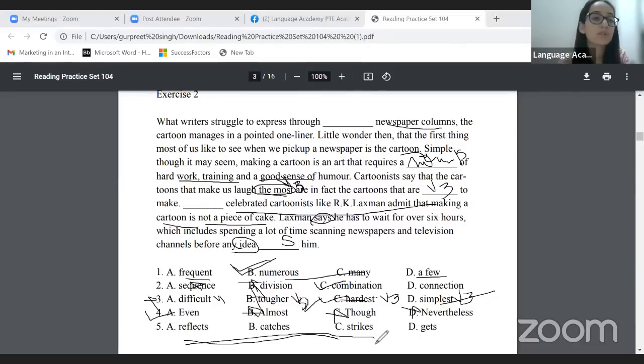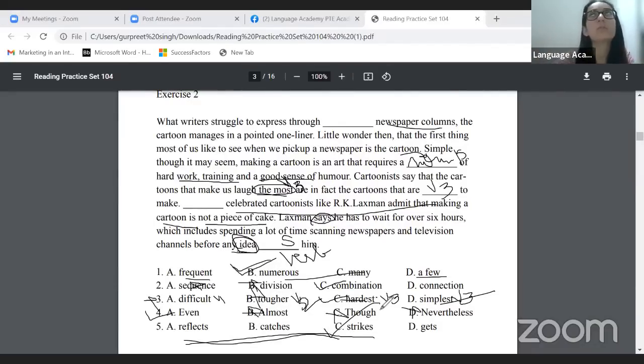That means the answer is based on context. So context means with the noun idea, what is the best verb which can go? Idea reflects him. Reflects means shows. Idea catches him. So idea cannot catch a human being. Idea strikes him. We use this word strike. I've got an idea. So got or get in the better academic word means strikes.